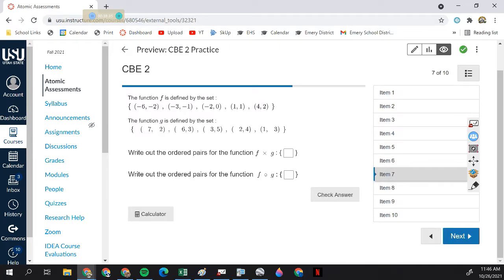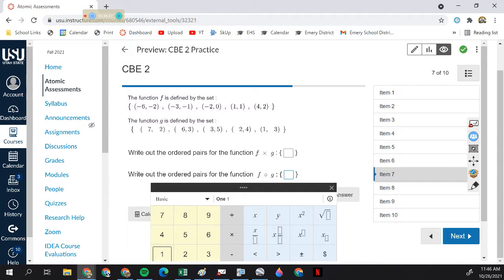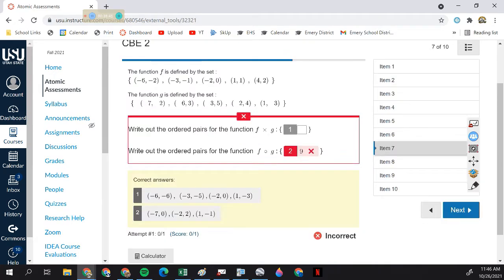Seven. Okay, I'm going to throw in the wrong answer so that we can see it. Okay, so f of g. Well, let's do this one first. F times g. Is that the same problem? No, it's not. So those two match.